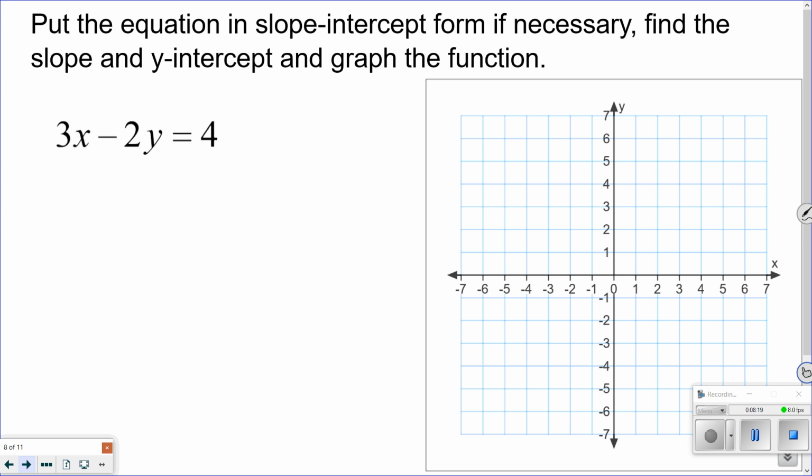Okay, I want you guys to try this one. Solve for y. Pause the video. Solve for y. Get it in that y equals mx plus b form, and then draw the graph. So you're first going to minus the 3x over. You get negative 2y equals, I'm going to switch those around. Be really careful with signs. The negative stays with the x. The 4 is a positive. Just switch them around. Okay, divide by negative 2.